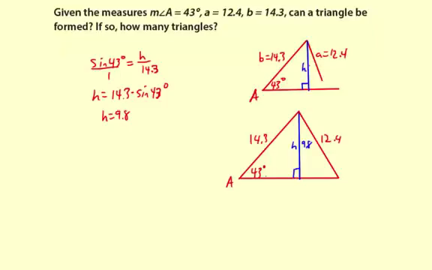And it's a side-side-angle situation. So this would be point B out here. We don't know how long this AB is. That's not a given side. We know 14.3, 12.4, and we know the angle of 43 degrees.